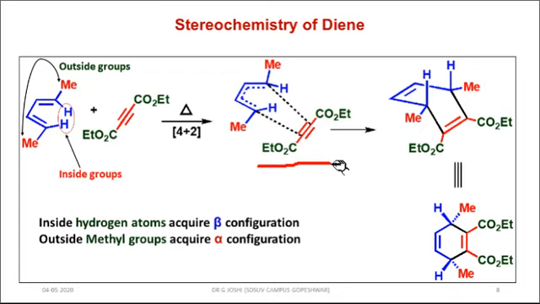The ring formation process leads the movement of outside methyl group to acquire the below plane in the product here, and inside hydrogen atom to acquire above plane in the product, that we have discussed earlier also. Inside hydrogen atom will get beta configuration, means above plane. Outside methyl group will get alpha configuration in product, that is below the plane.